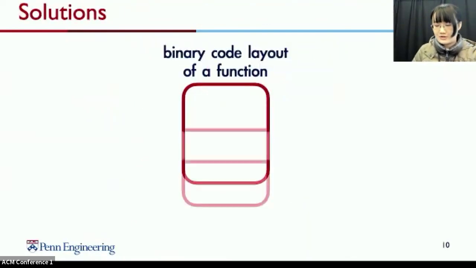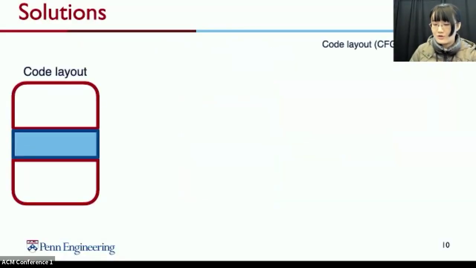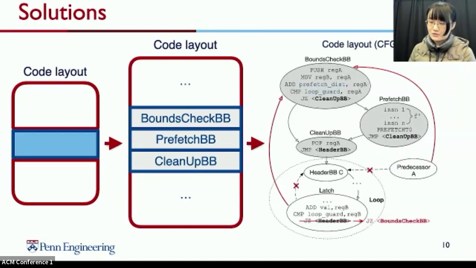Our solution is to directly insert the prefetch code into the binary code layout of the function without using any compilers. In detail, we insert these 3 pieces of code into the text section. When reflected in the control flow graph, they are the 3 binary basic blocks in gray here. The original code remains almost unchanged, so we only need to do very trivial edits for the existing code. Thus this approach makes it easier for us to perform the online code injection.